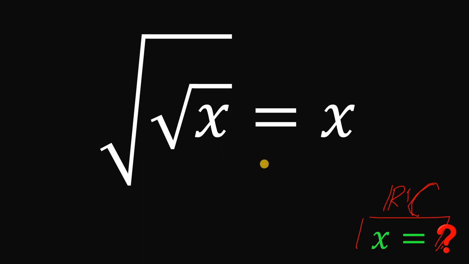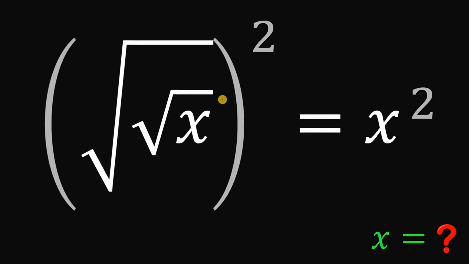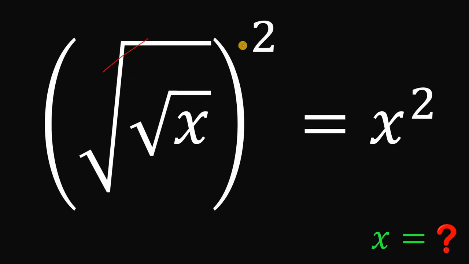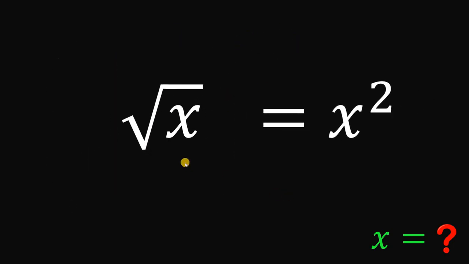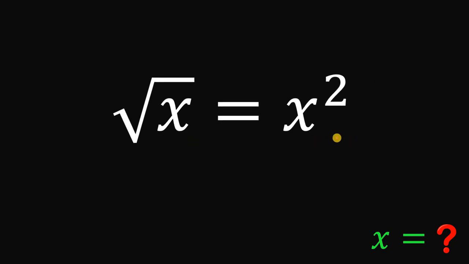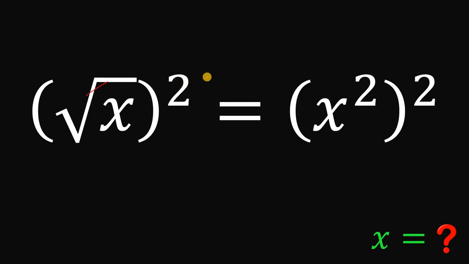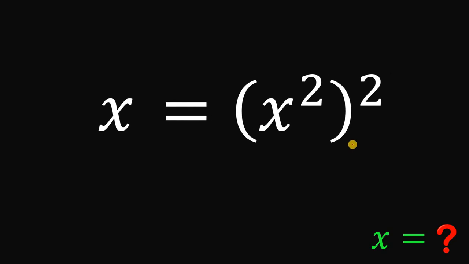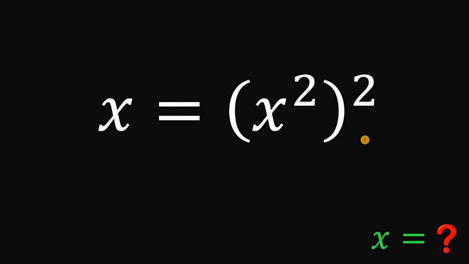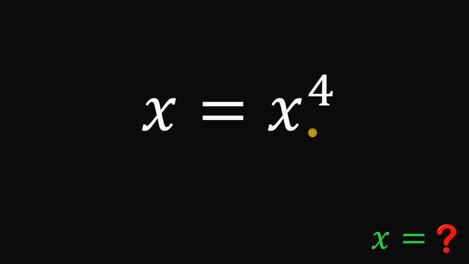Alright, so what we're going to do is to square first on both sides. Now, if we do that, square root and squared cancel out. So the left hand side is just square root of x, and on the right hand side is just x squared. Again, to eliminate the square root, let's square on both sides. Now, square root and squared cancel out. So the left hand side is just x, and on the right hand side, x squared raised to the power of 2 is simply equal to x raised to the power of 4.